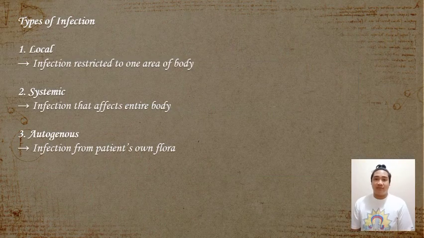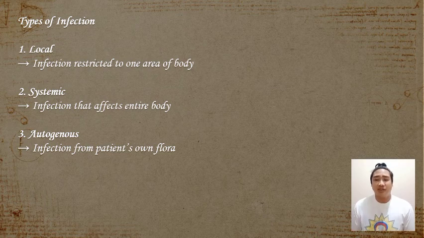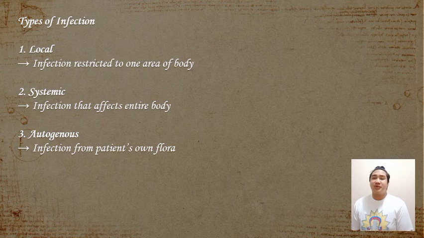There are also types of infections. First is the local infection. A local infection is an infection restricted to one area of the body only. This means this type of infection has not spread but remains contained near the entry site. The best example here is a cancer that has not extended beyond the margins of our organs.